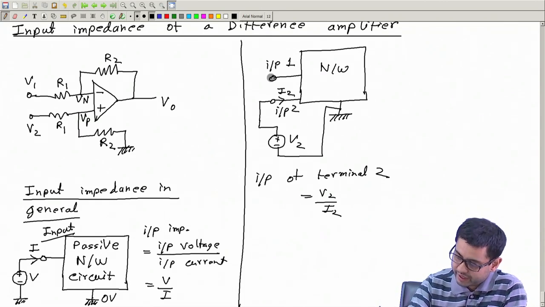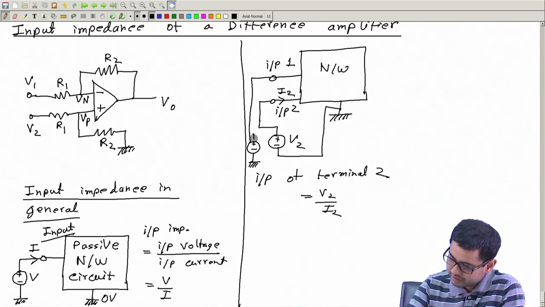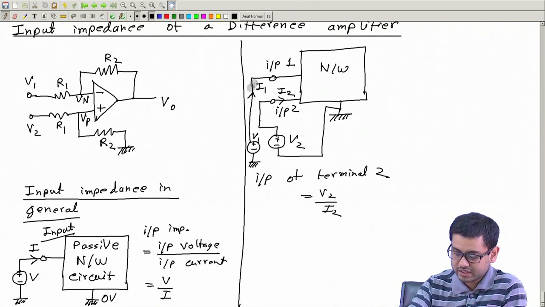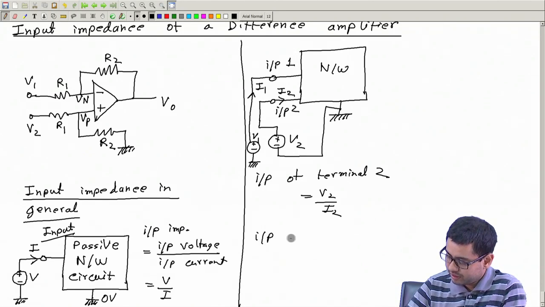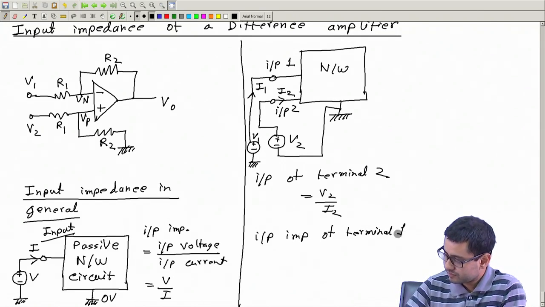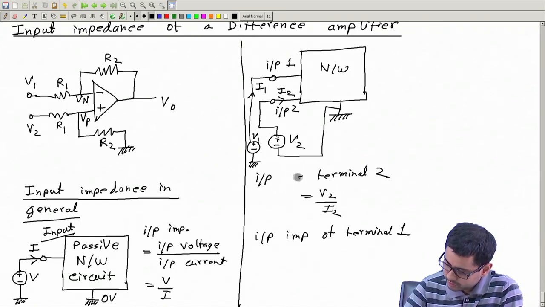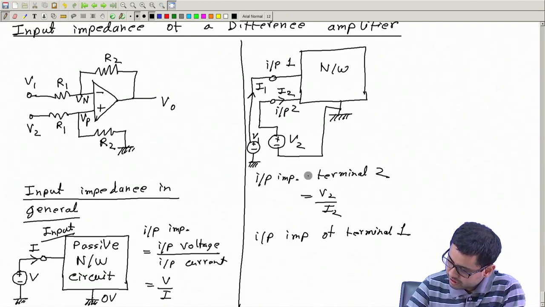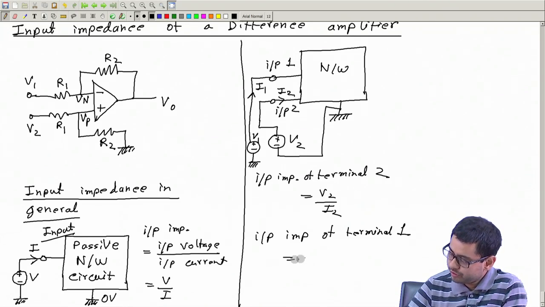Similarly, instead of connecting this voltage source here, if you connect another voltage source here, plus minus, if this is V1, and it draws a current I1 here, then the input impedance of terminal 1 will be V1 by I1.